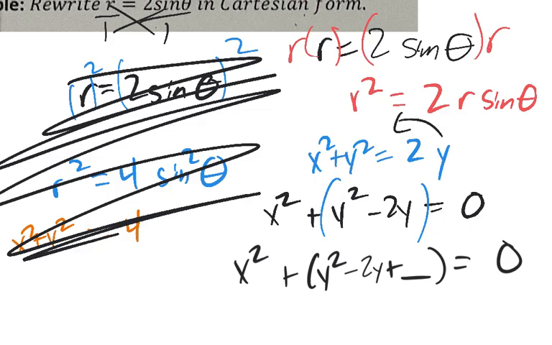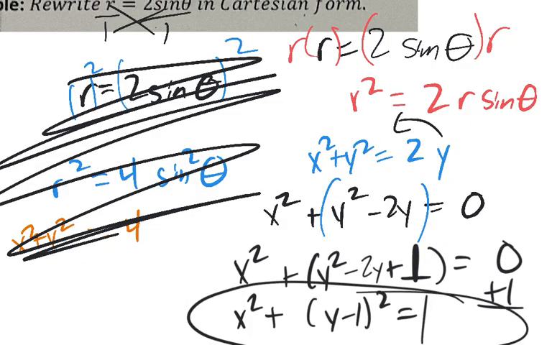So what needs to go in my blank to complete the square? Well, make the A term 1. Take my B term, half it, negative 1. Square it, 1. Which means I need to add 1 here. It is 1 this time because there's nothing funny in front of it. You add 1 over here. So this is x squared plus y minus 1 squared equals 1. There we go. I know what that looks like graphically: a circle centered at 0, 1 with a radius of 1.